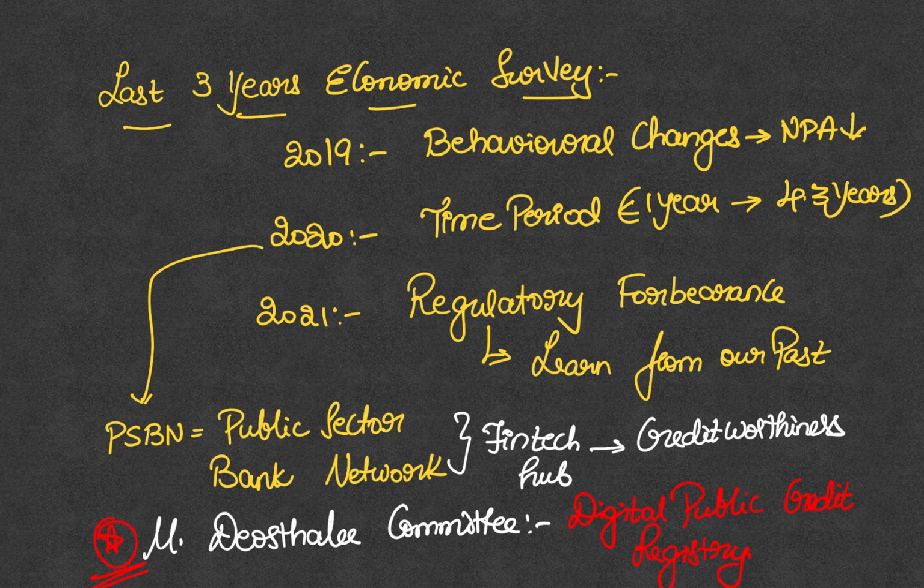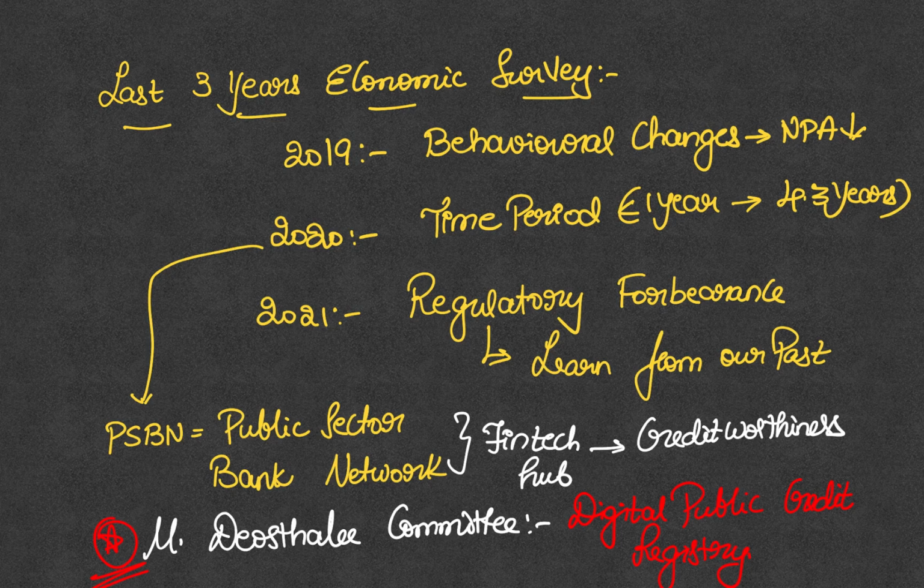In the last 3 years, what did the economic survey talk about the performance of IBC? In 2019, it talked about the reduction in non-performing assets because of the behavioral changes involved in the companies. They are much more law abiding and the compliance standards have increased. And in 2020, the time period, which was usually 4 to 5 years when the SARFAESI Act was there, has been reduced to less than 1 year, which is a very positive development.